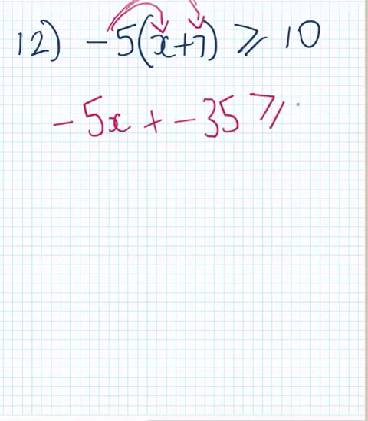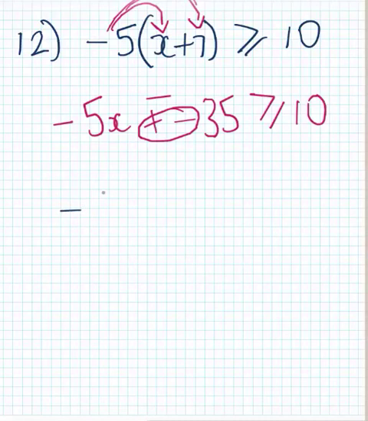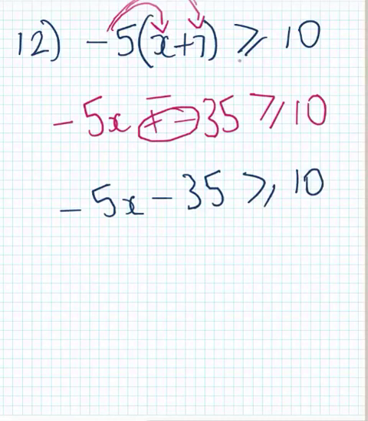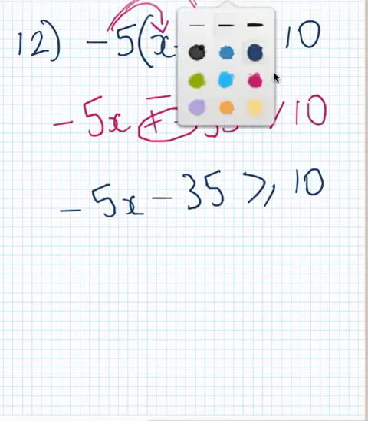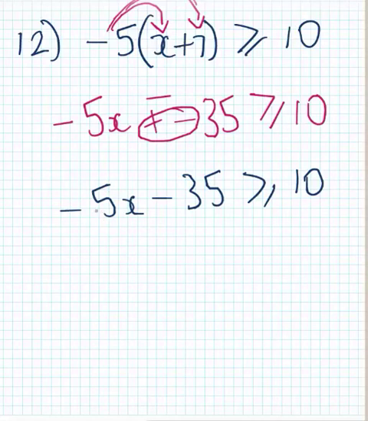Now we know that a positive and a negative sitting together makes a negative. So we end up with -5x minus 35 is greater than or equal to 10. Okay? Now if you wanted to do -5 times +7 mentally, that's fine as well. Now our next step is to get rid of the -35. And then we have to get rid of the -5 later on. So opposite of -35 is to +35.